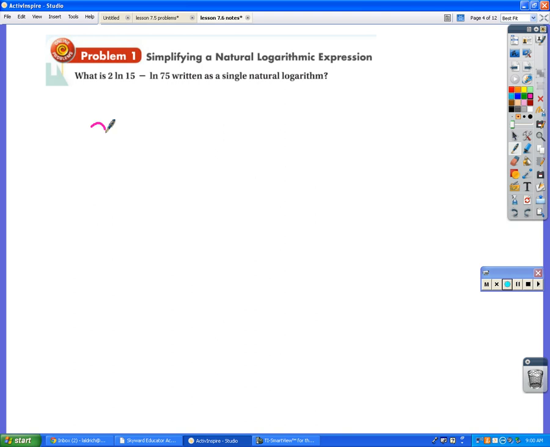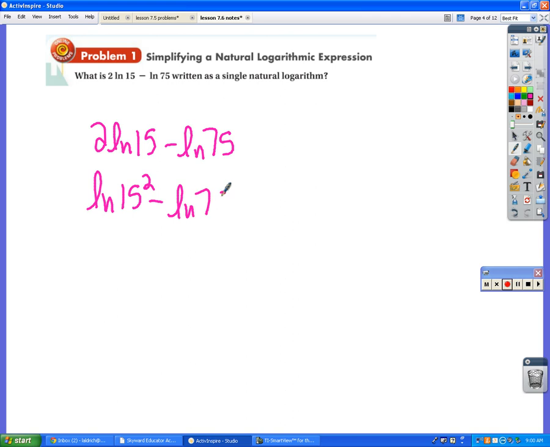So, like I said, exactly the same as the logs, except it's base e. So if I want to take this and rewrite it as a single natural log, what can I do with the 2? I've got to bring it above the 15. So I'm going to rewrite it as natural log of 15 squared, or minus, sorry, gave away the answer there again, minus natural log of 75. What is 15 squared, by the way?